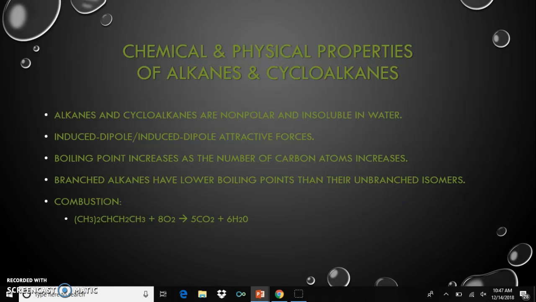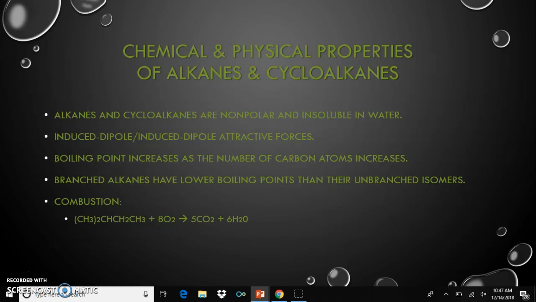The chemical and physical properties of alkanes and cycloalkanes: they are nonpolar and insoluble in water. The forces of attraction between alkane molecules are induced dipole attractive forces. The boiling points of alkanes increase as the number of carbon atoms increases. Branched alkanes have lower boiling points than their unbranched isomers.